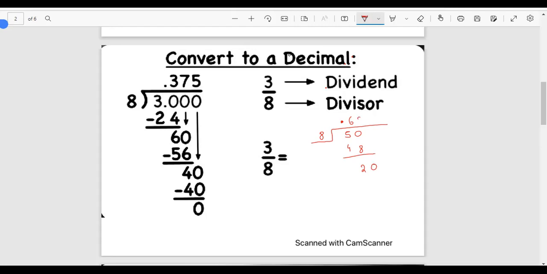Now I will be multiplying 8 by 2 and it would give me 16. The difference is of 4. Again, I will take a 0 and 8 multiplied by 5 gives me 40. So this means that 5 by 8 is basically equal to 0.625. Well done all of you. Now we know in order to convert a fraction to a decimal, we need to apply the long division method. We are sorted with this.